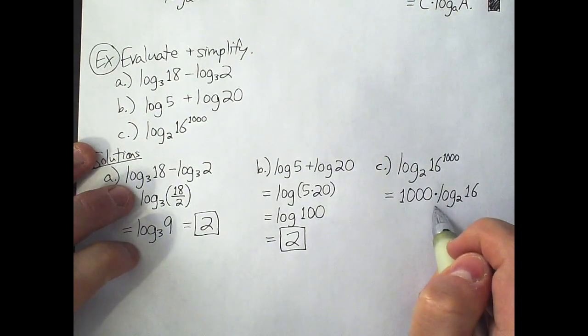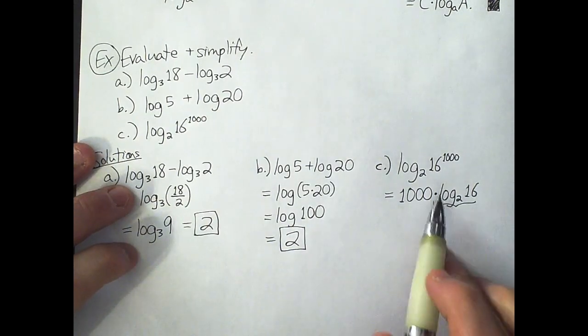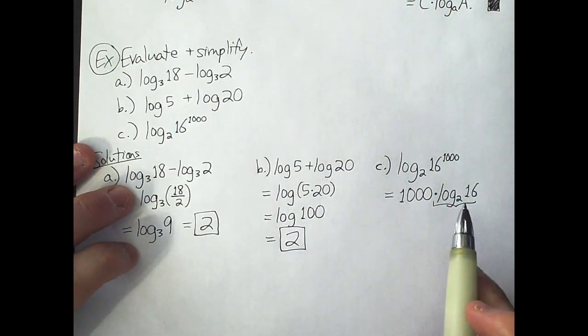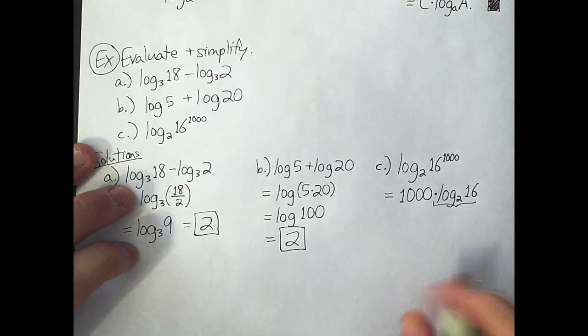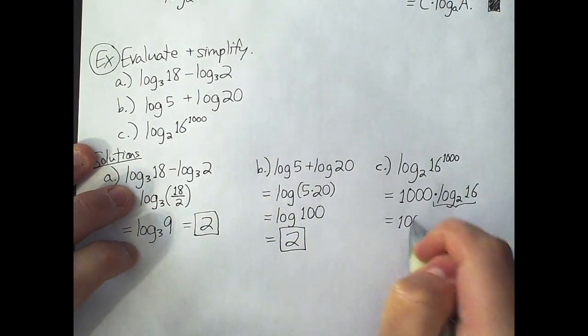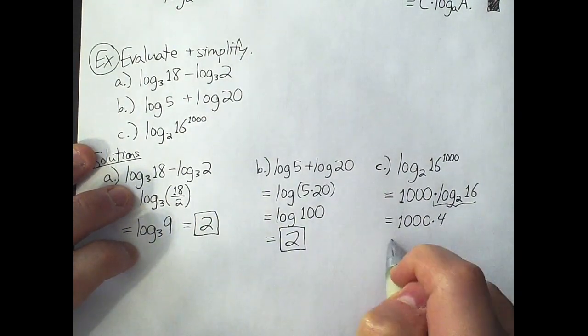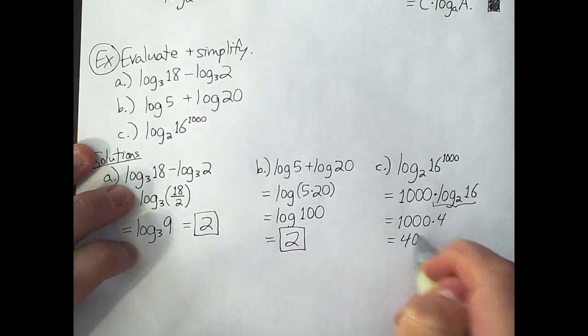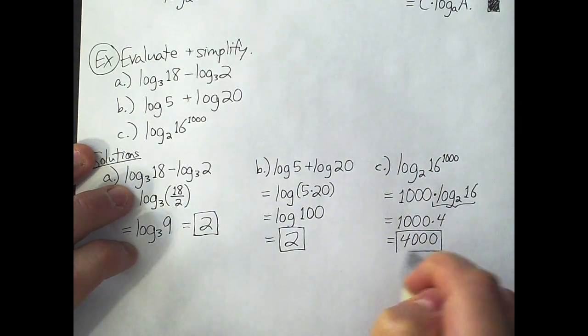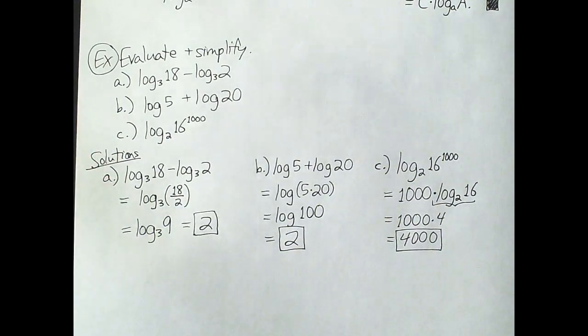And now we just have this little question of figuring this out. Log base 2 of 16, 2 to what power is 16? And that's going to be 4. So we have 1000 times 4. Answer is 4000. So those are some types of problems you could see. And it just so happens that I set this up so that we got one problem for each law.